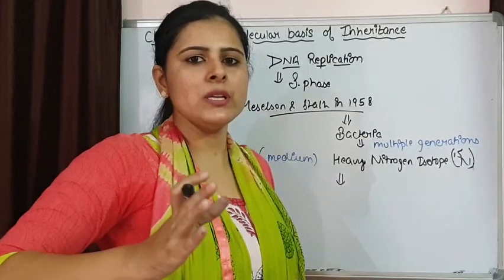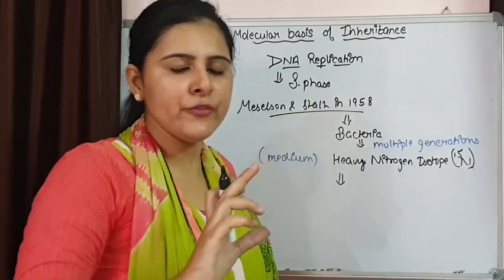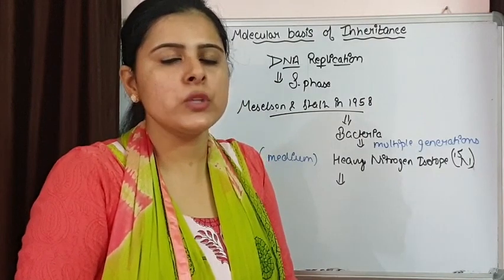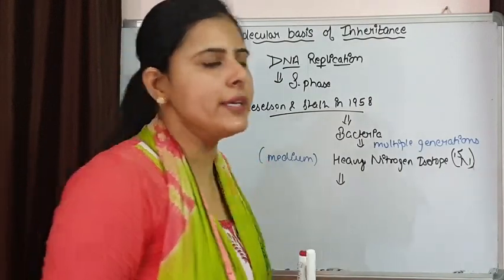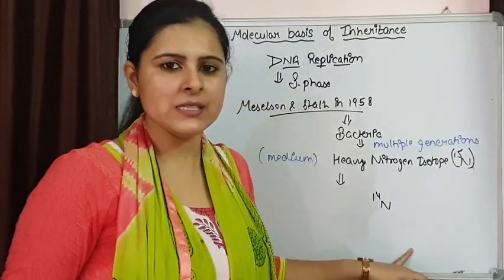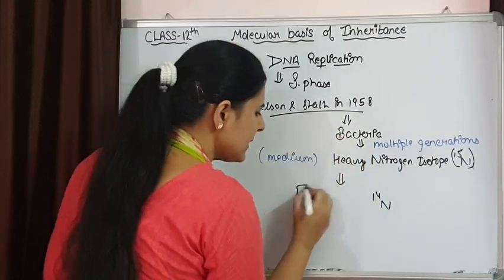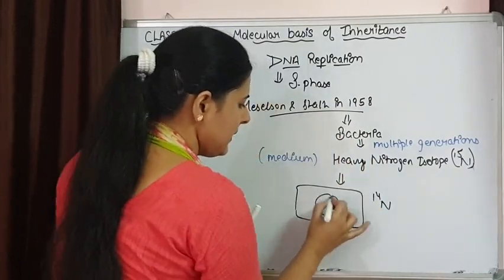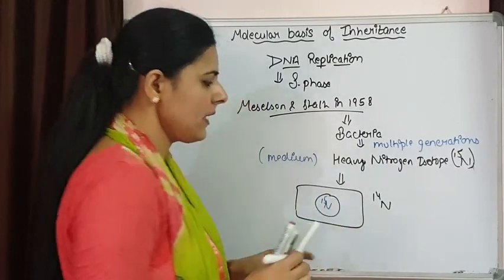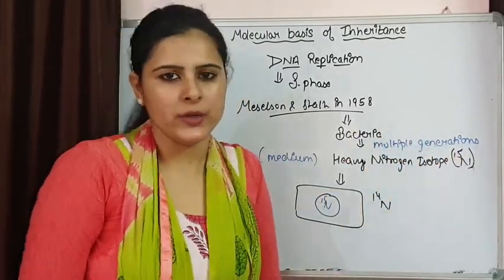We know that in purines and pyrimidines nitrogen is there. So the nitrogen that was present was N15. So this bacteria had heavier DNA as compared to bacteria growing in a normal medium, meaning growing in the presence of normal nitrogen, that is N14. Here the DNA contained N15 inside. So this is how they obtained the bacteria that had heavy nitrogen.